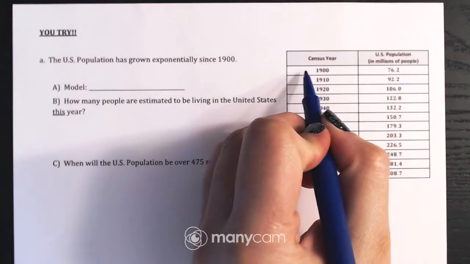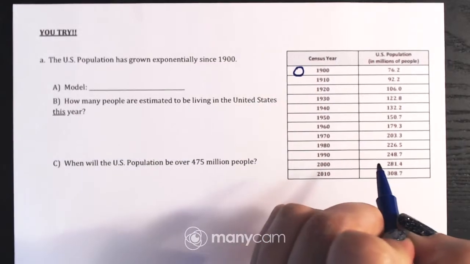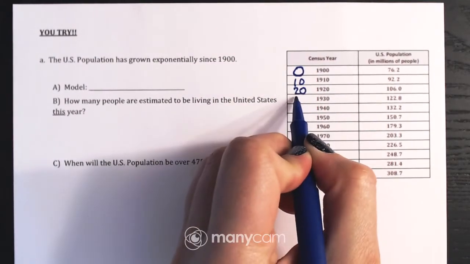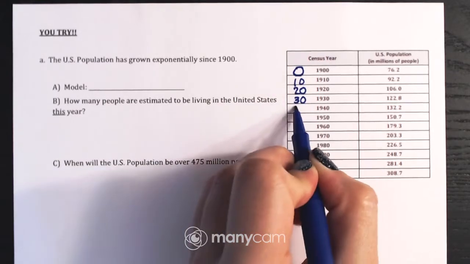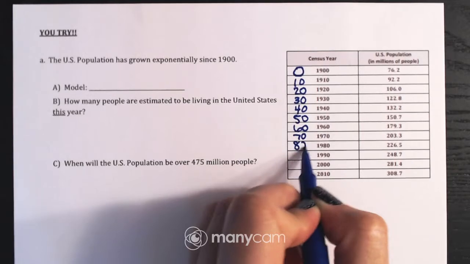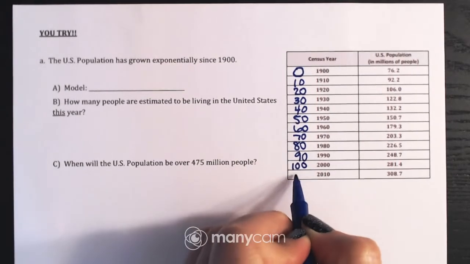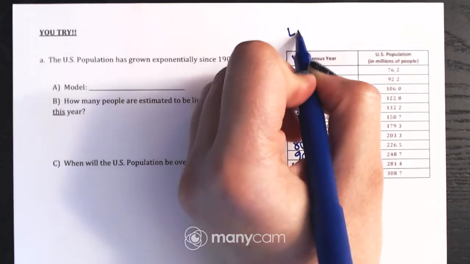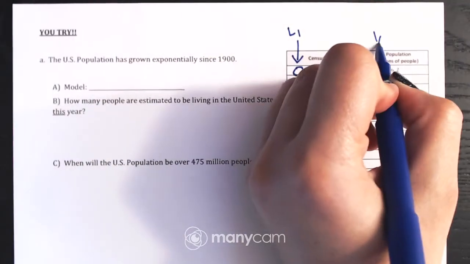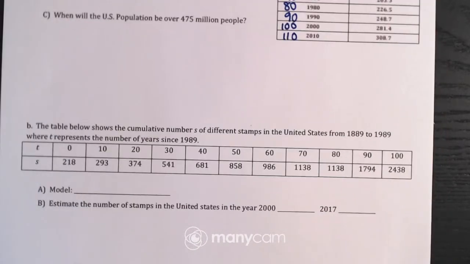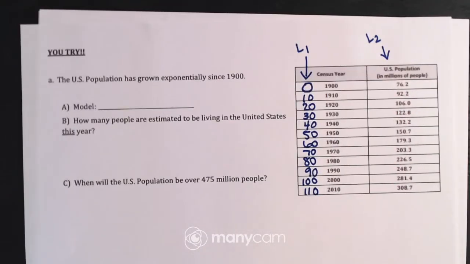So we're going to say that 1900 would be like year 0. So then this would be after 10 years, after 20 years, after 30 years from year 0, 40, 50, 60, 70, 80, 90, 100, and then 110. So this is what you're typing into L1. And then you'll type these numbers into L2. Okay, see if you can try both of these problems on your own. Pause the video, actually try them, and then come back to the video to check your answers.